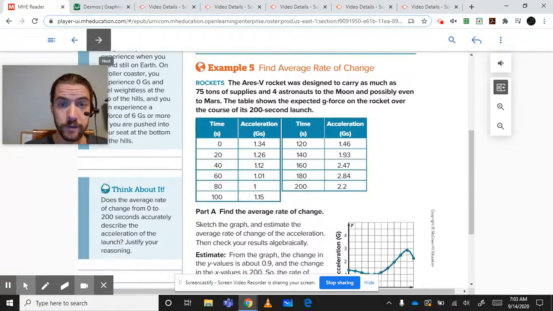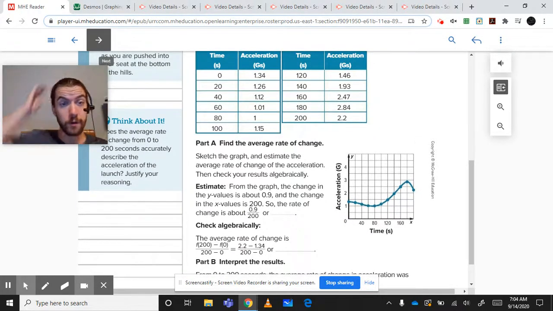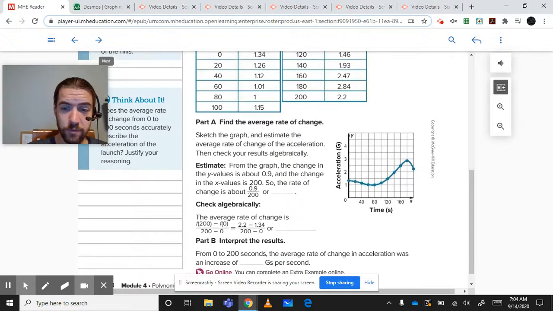Otherwise, we're just going to move ahead and look at example number 5, which is finding an average rate of change. Okay, so in rockets, the Ares 5 rocket was designed to carry as much as 75 tons of supplies and 4 astronauts to the moon, and possibly even to Mars. The table shows the expected G-force on the rocket over the course of its 200-second launch. At time 0, we start out immediately with 1.34 Gs. The amount of force on the astronaut's body due to upward acceleration diminishes a little bit. However, at about 80 seconds, it turns around and heads upwards once again until it hits a maximum, where it comes down afterwards.